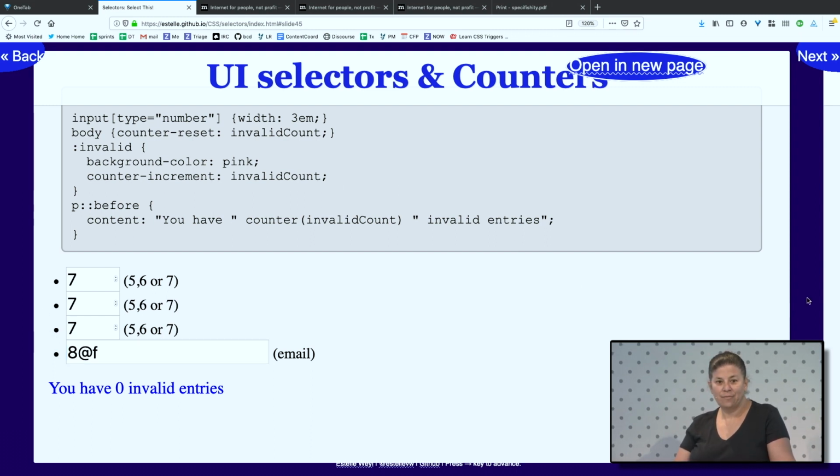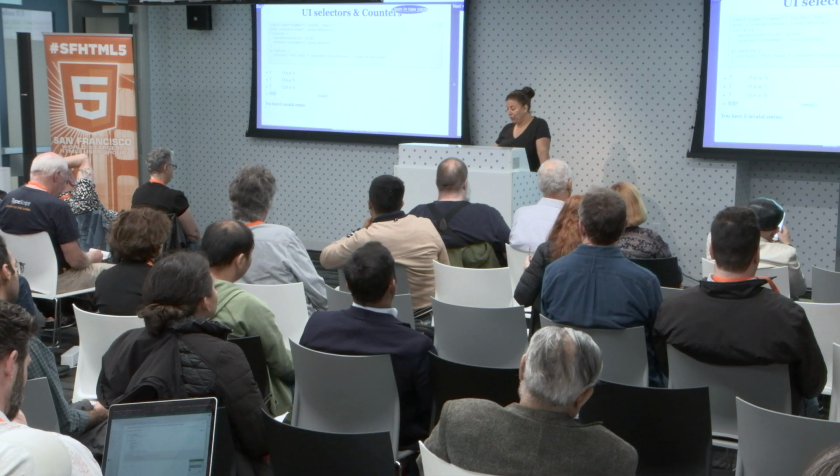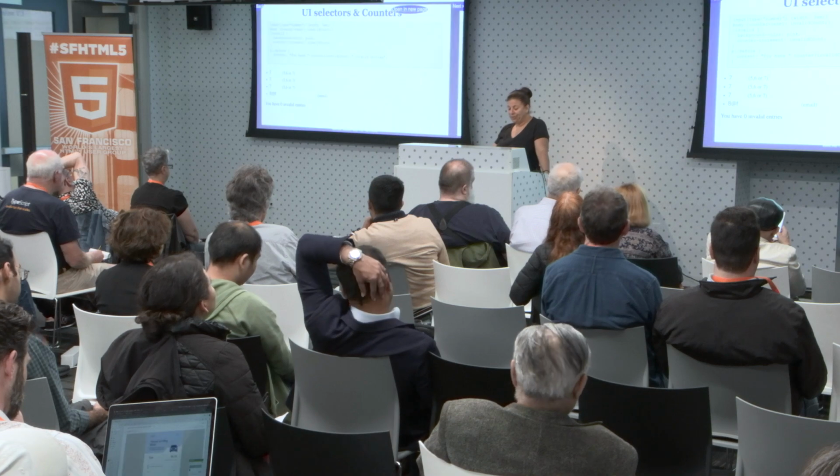Make sense? So that's what you can do with invalid and count. You can do all sorts of really cool stuff. That has nothing to do with selectors, really. But it was fun. Okay.